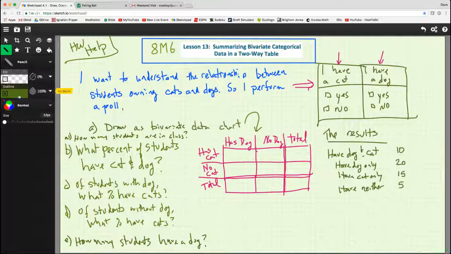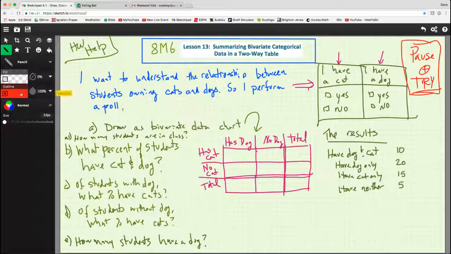Okay, I want you now to answer those questions, and then I want you to answer the question, what percent of students have a cat and a dog? Of the students with a dog, what percent have cats? Of students without a dog, what percent have cats? And then how many students have a dog? So you're going to need to, in some cases, look maybe at a row relative frequency, sometimes a column relative frequency, sometimes answer with a total. You're going to have to think about how to fill out this chart and answer these questions. I need some critical thinking skills, and I want you now to pause and try. Give your best.